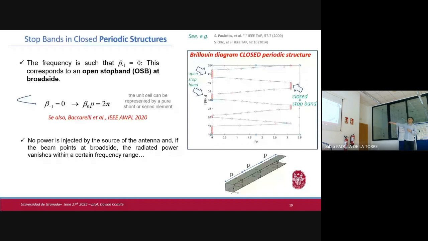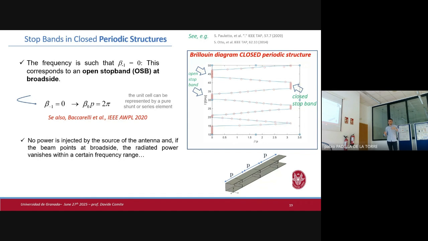The difference is that here you do not propagate when beta is equal to 0, and here you do not propagate when beta is equal to pi, where beta times p is the phase. So: stop band, closed band. But you know that array theory will tell you that if you want to radiate at broadside, you need to have everything in phase. Everything in phase means beta equal to 0, because this is a phase.